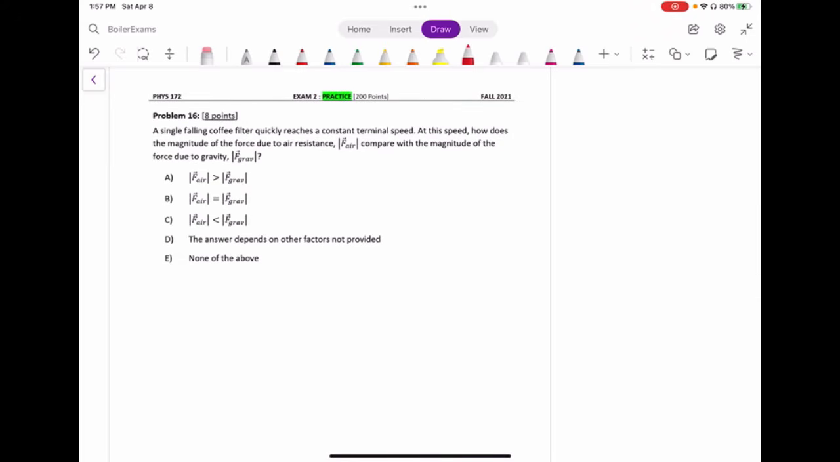A single falling coffee filter is falling with a velocity and reaches constant terminal speed. At this speed, how does the magnitude of force due to air resistance compare to the magnitude of force due to gravity? Well, let's do a force balance on this. You got gravity pointing down, and we know that there's a drag force resisting it. It's reaching constant terminal speed. At terminal speed, it's at the maximum velocity it can reach.